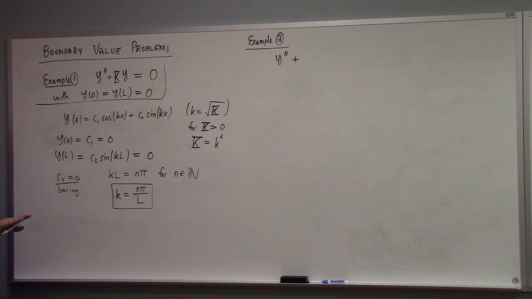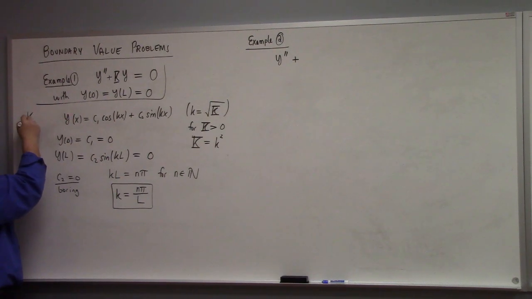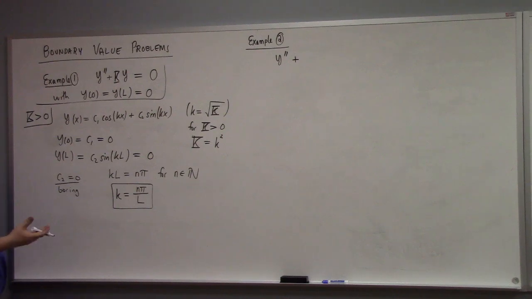This is fine. But you should understand that I should address other possibilities and show that this is the only case there's anything interesting. Okay? So like, all right, so this is the case that big K is what? Positive. What are the other cases?